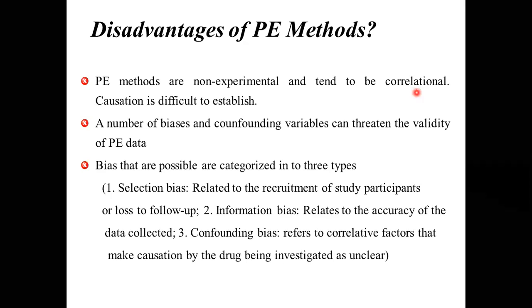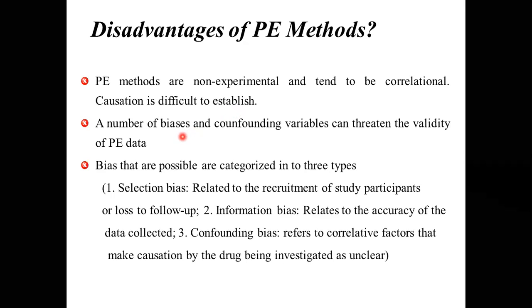So these studies do not allow you to understand step by step with every drug because they are observational in nature. So they are non-experimental, and correlational as well. So causation is difficult to establish. You cannot say 100% confidently that the second effect is produced because of the first drug. That is the thing.